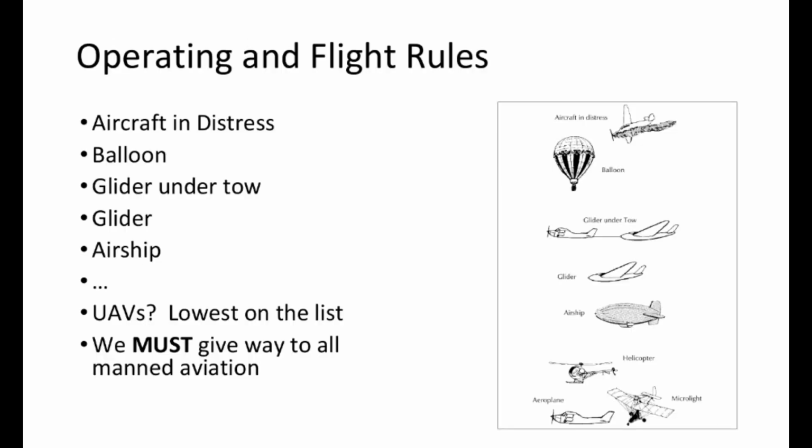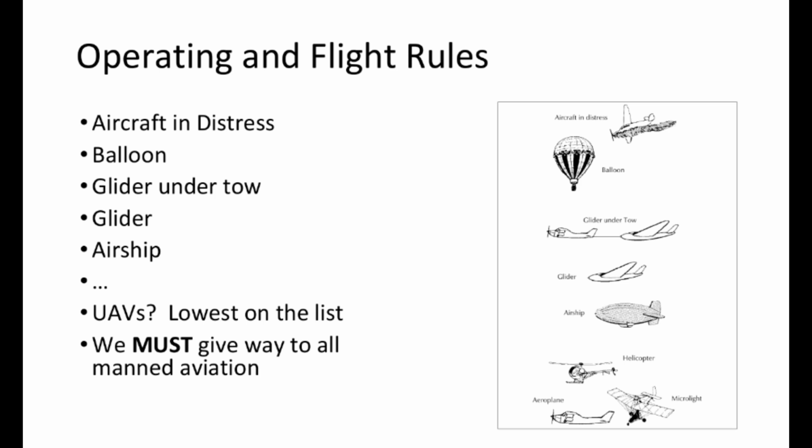Given we are discussing advanced operations airspace, we should also go through right-of-ways and hierarchy. Drones are on the lowest level of this list, so aircraft in distress are on top, balloons, glider under tow, glider, airships, drones, RPAS, UAVs, they're at the bottom. They're the most maneuverable, so the more maneuverable you are, the lower you are on this list.